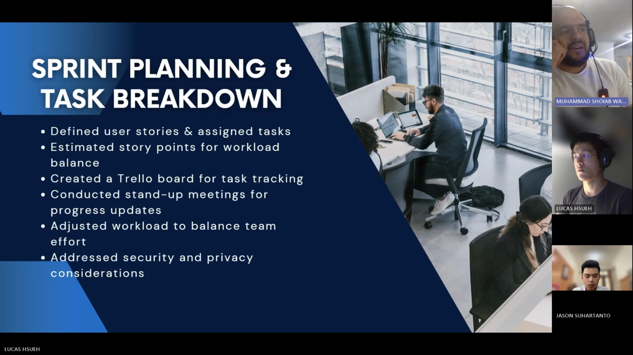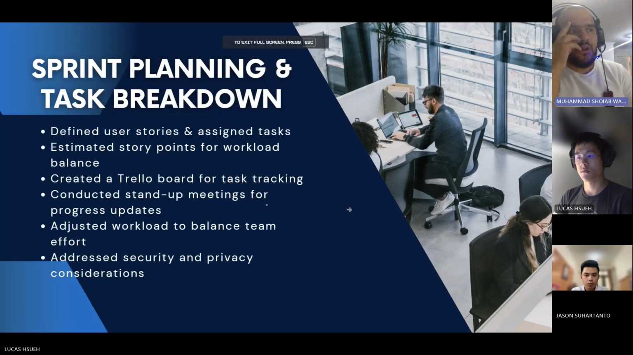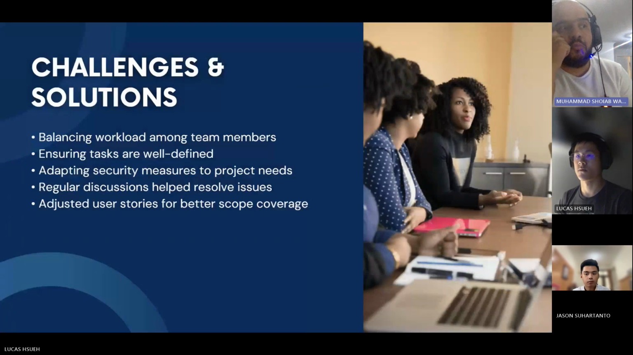We also have a Trello board set up with the columns backlog, to do, in progress, and done. This helped us to visualize the progress of the tasks throughout Sprint 1. We scheduled regular meetings to discuss progress, resolve issues, and redesign the tasks. We adjust story points and reallocate tasks when necessary to ensure fair workload distribution. Lucas and Jason, that's all that I present in this slide. Can you move to the Trello board setup?